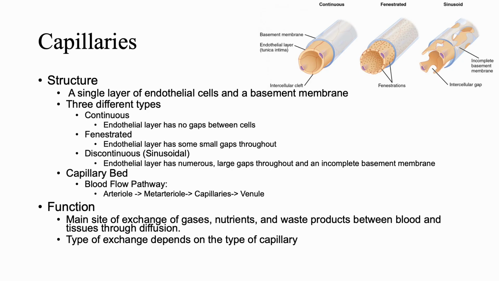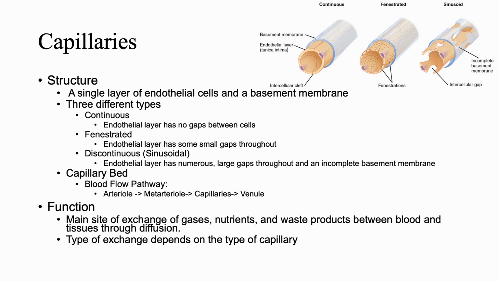Lastly, we have the bridge between arterioles and venules: capillaries. Capillaries are the smallest blood vessels within the body and serve as the primary site of exchange of gases, nutrients, and waste products between blood and body tissues. This exchange process is called microcirculation.